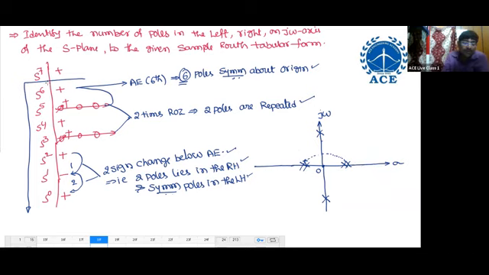And the 7th pole, no sign change, it is in the left. So the 7th pole is left. That means the answer is 2 poles right, 2 poles imaginary (j omega), 3 poles left. This is the answer.